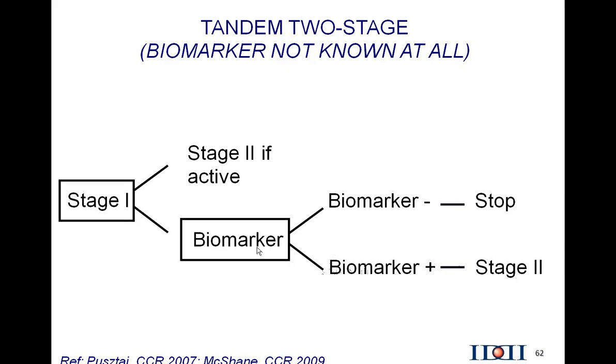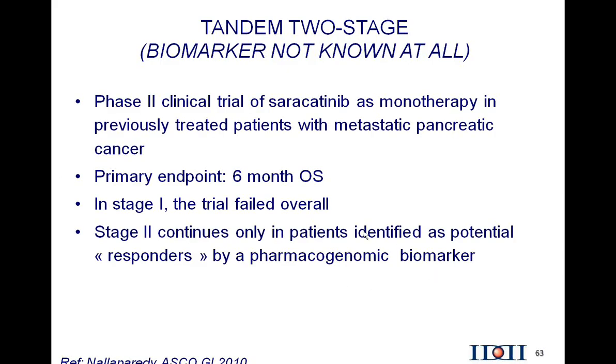So this design allows you to test an experimental treatment and at the same time identify a biomarker that predicts the effect of this treatment. The second stage design will only continue in the biomarker-positive patients. An example of this design, again, is in pancreatic cancer: a phase 2 clinical trial of saracatinib as monotherapy in previously treated, or refractory, patients with metastatic pancreatic cancer. The primary endpoint is the 6-month overall survival, and in this trial, after the first stage, the trial failed overall. The drug did not have enough activity in all comers to continue to the second stage. So the second stage continued only in patients identified as potential responders by a pharmacogenomic biomarker that was developed on the first stage patients.